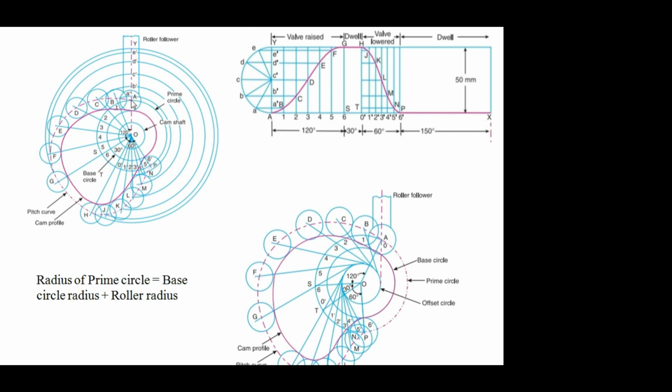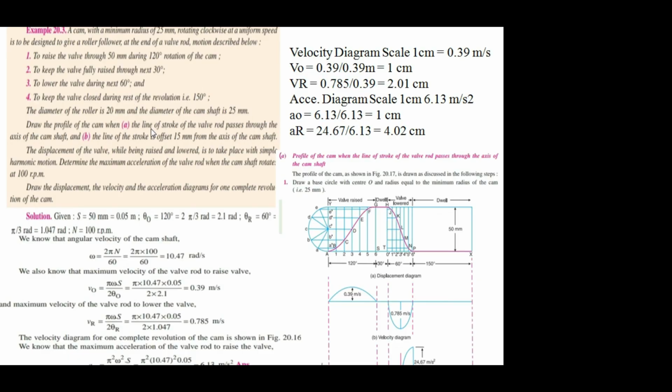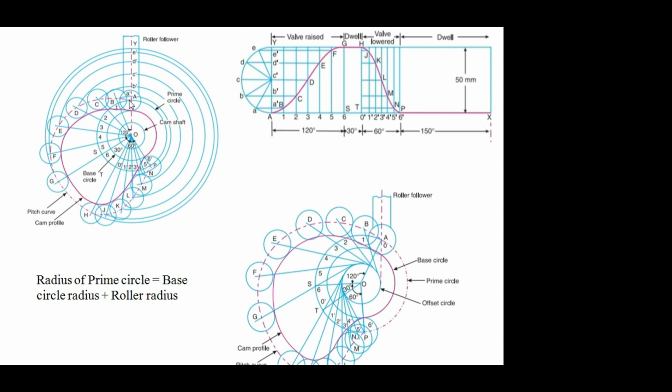So here, draw the roller with a diameter of 20 mm. So 20 mm is the diameter of roller. Take A as a center with 10 mm radius. Draw the roller here with 10 mm radius or 20 mm diameter.